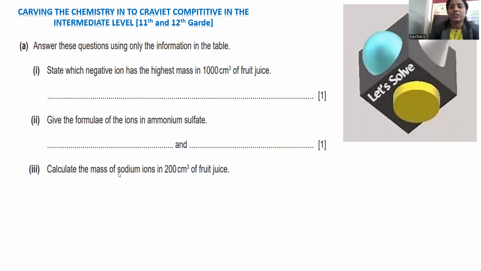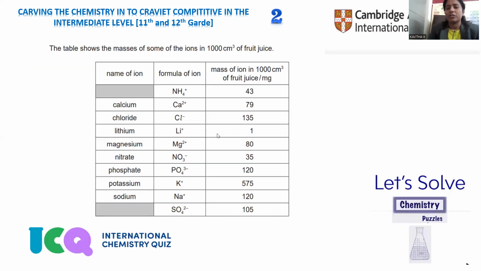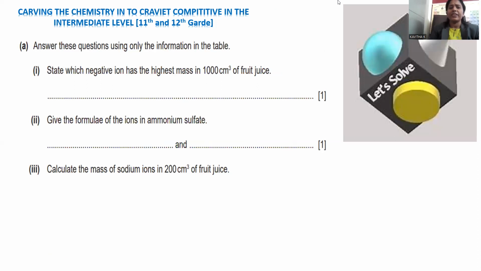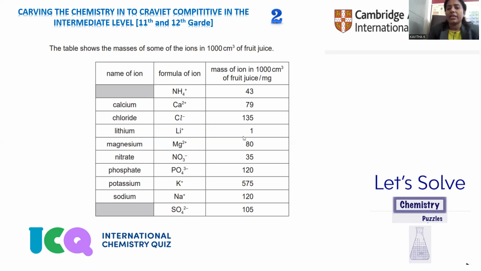These many questions are there. Answer these questions using only information provided in the table. We are not supposed to use our own knowledge; rather, we need to collect the information from this table only, right? So state which negative ion has the highest mass in the 1000 cubic centimeters of the fruit juice. Which negative ion has the largest mass, we need to assign.